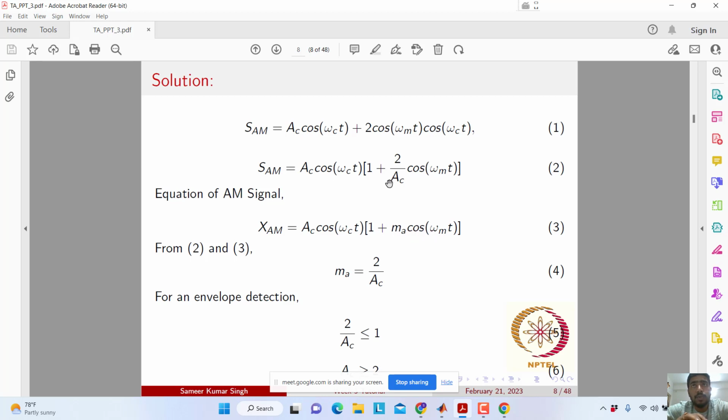So we will try to make equation 1 into equation number 2. There we take the common Ac cos omega_c t, so it becomes 1 plus 2 upon Ac into cos omega_m t. That is clear. Now we will compare equation number 2 with equation number 3. From there we get our modulation index is equal to 2 upon Ac.